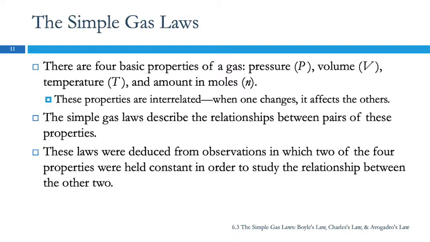These properties are interrelated. If you change one, one or more of the others will also change. And so we have a set of simple gas laws that describe relationships between pairs of these properties. And these were deduced a long, long time ago from observations where they would set things up so that 2 of those variables remained constant. They would change one and then observe the other one and see how it changed.